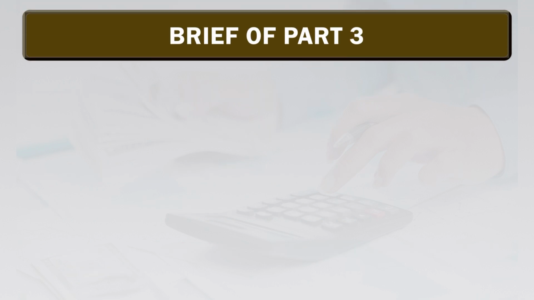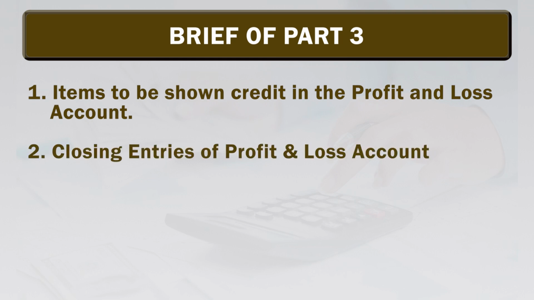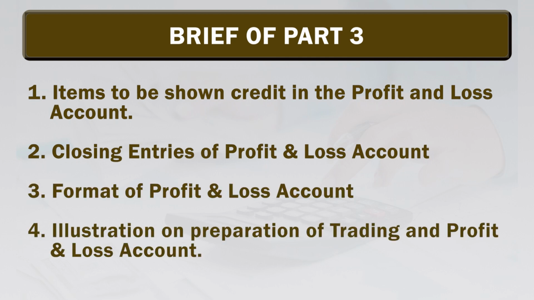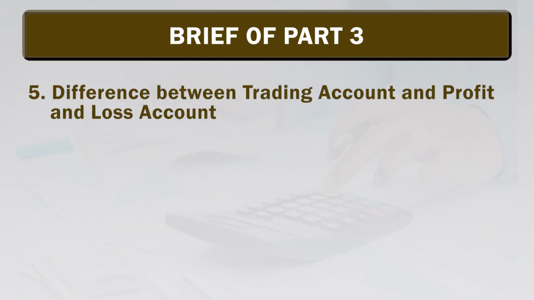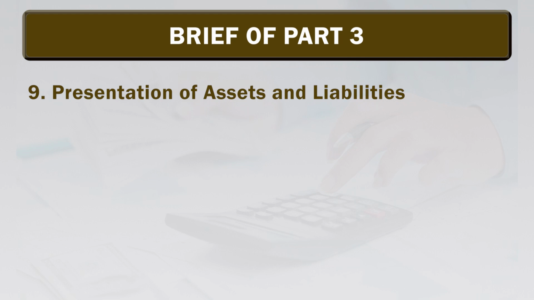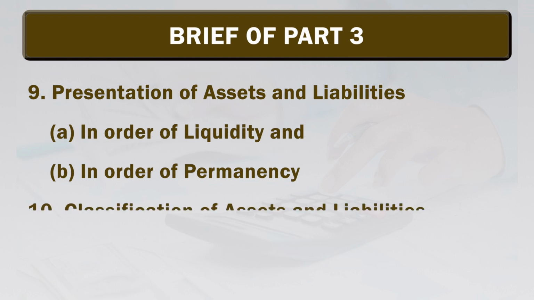In this Part 3, we will discuss items to be shown on the credit side in the profit and loss account, closing entries of profit and loss account, format of profit and loss account, illustration on preparation of trading and profit and loss account, difference between trading account and profit and loss account, what is balance sheet, purposes of balance sheet, features of balance sheet. Yes, a very important point, that is about presentation of assets and liabilities. There are two ways. Number one is in order of liquidity and number two is in order of permanency. And the last point, classification of assets and liabilities.